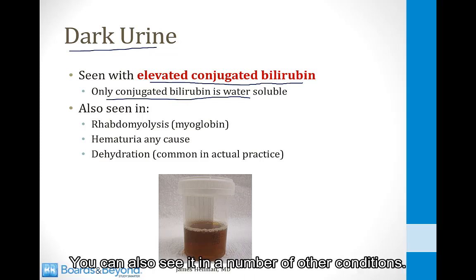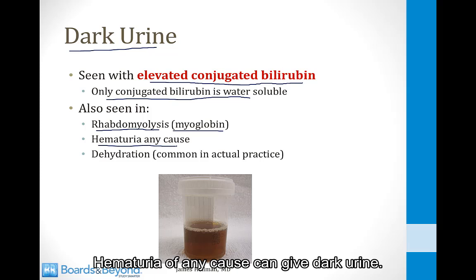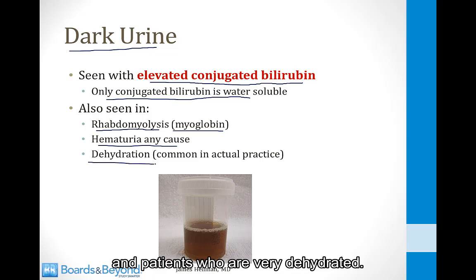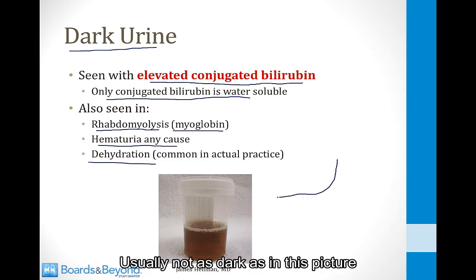Now, just as a reminder here, dark urine is not unique to elevated conjugated bilirubin. You can also see it in a number of other conditions. For example, in rhabdomyolysis, you spill myoglobin into the urine. That can make it dark. Hematuria of any cause can give dark urine, and in clinical practice you will commonly see dark urine in patients who are very dehydrated. Their urine is highly concentrated and can look dark. Usually not as dark as in this picture, but it can look darker than normal.